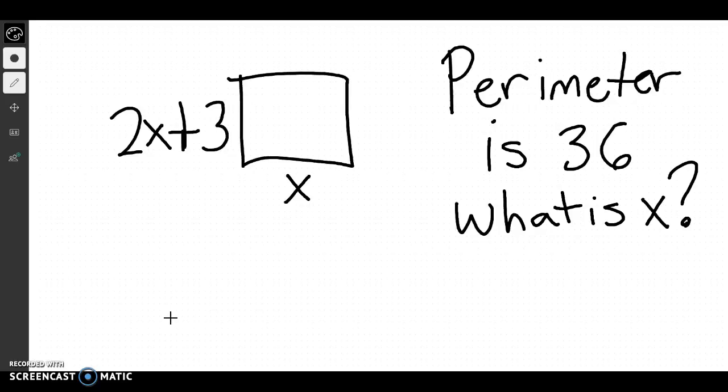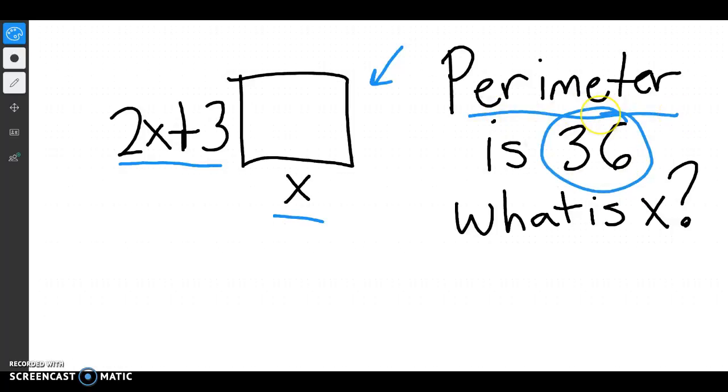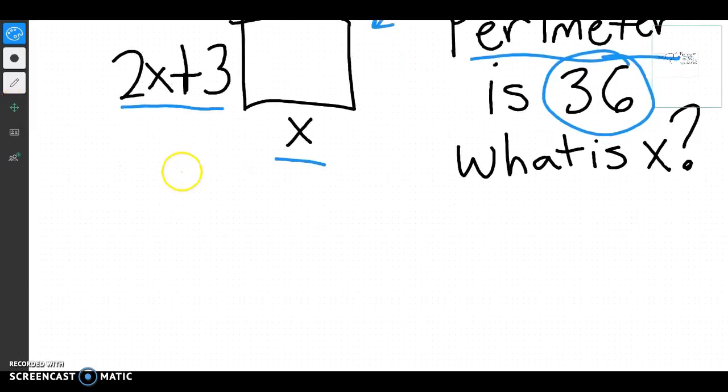So I've been given this rectangle right over here, and they've given me some dimensions of the rectangle. They told me that the width of the rectangle is 2x plus 3, and the length of the rectangle is x. And they also gave me another piece of information. They said the perimeter of the rectangle is 36. And now they want to know what is x. So they want to know what the number of x is. So we're going to try to find that.